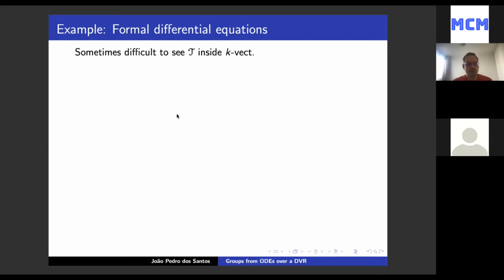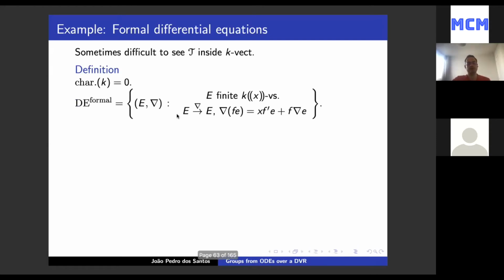So well, let me go on. Sometimes it's difficult to see T. I have a category which I cannot embed in K vector spaces so easily. For example, the one I was starting with, I can have these formal differential equations. These are just finite dimensional K Laurent vector spaces in which you have this Leibniz rule holding. Mind you, here I put an x here. So this is not the usual Leibniz rule, but it's the Leibniz rule for the derivation x d/dx.